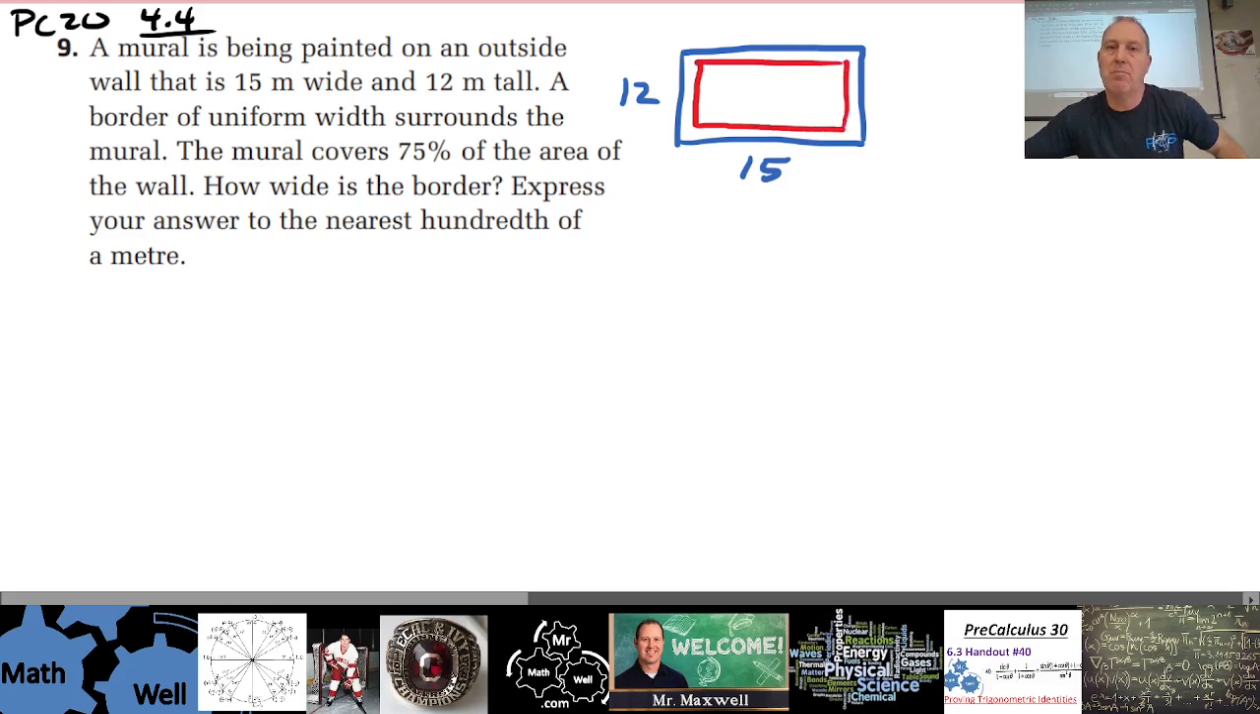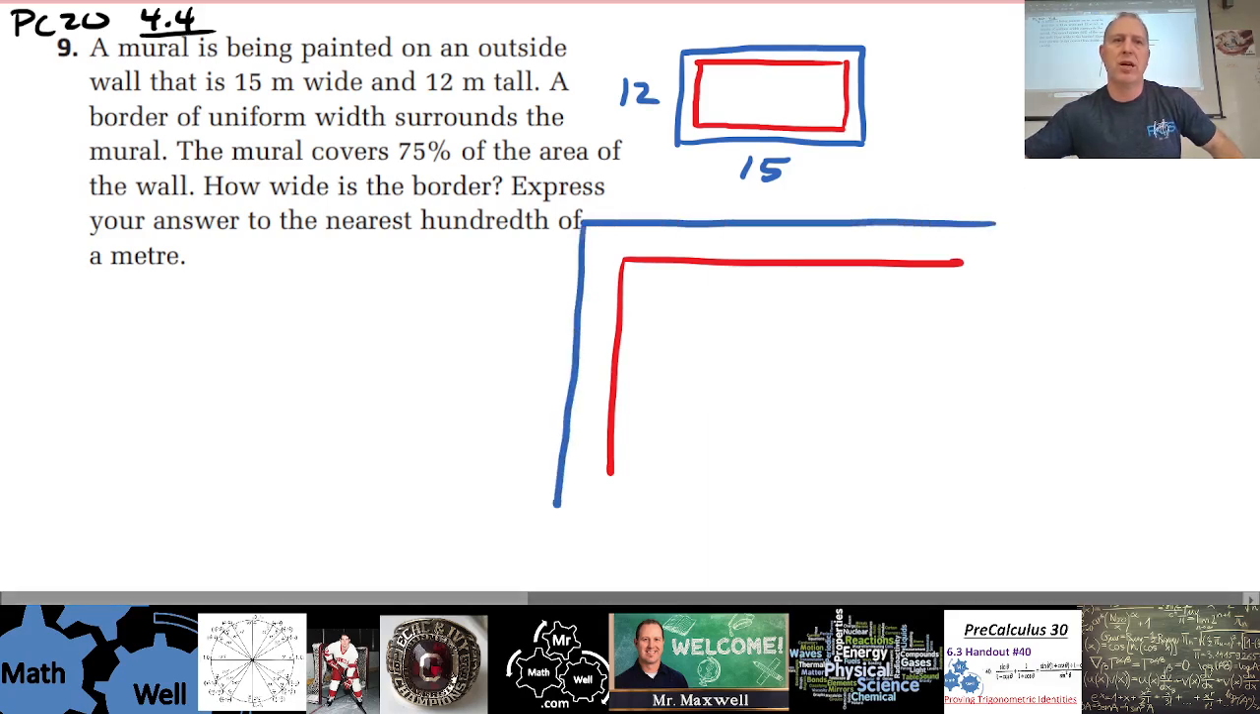Now when it says a border of uniform width, uniform means that it's the same all the way through. So that's pretty small now, but if I zoom in here a little bit, there's the painting, here's the border, the mural, there's the border. So this width is some X units wide, and this is also X units wide. All the way around, it's the same. It's a uniform width all the way around. It's not thick on the top and thin on the sides, let's say, right? It's all the same.